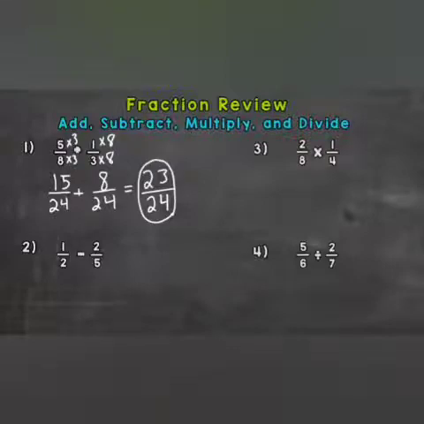So number 2, on to subtraction. And subtraction is the same exact thing as addition, you just subtract instead of add. So we have 1/2 minus 2/5. We obviously don't have a common denominator there, so we are not able to subtract right off the bat. So we need to find a common denominator, which again is going to be your least common multiple. So 2 and 5, our least common multiple is going to be 10.